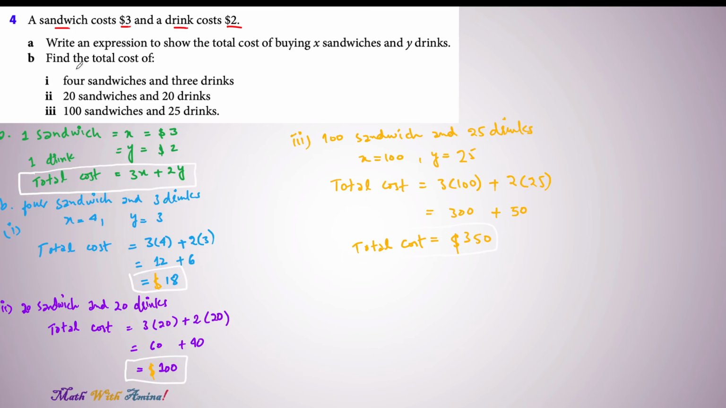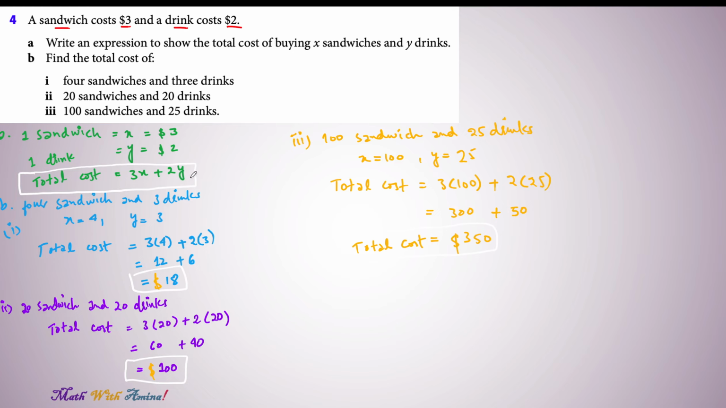And the second part is find the total cost of 4 sandwiches and 3 drinks, 20 sandwiches and 20 drinks, 100 sandwiches and 25 drinks. So we need to write an expression for the total cost of buying X sandwiches and Y drinks first.